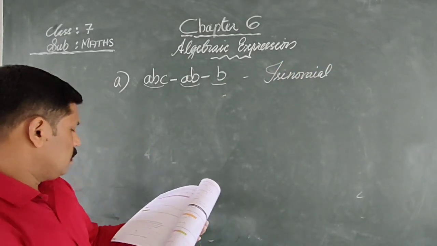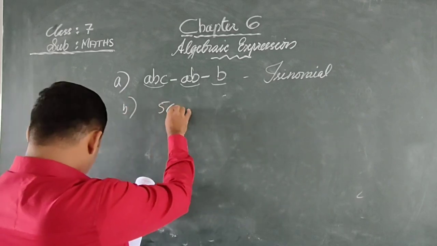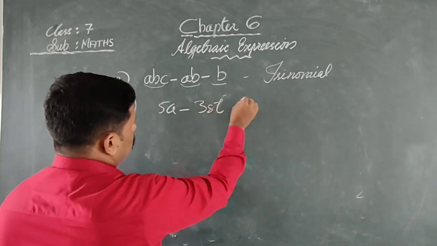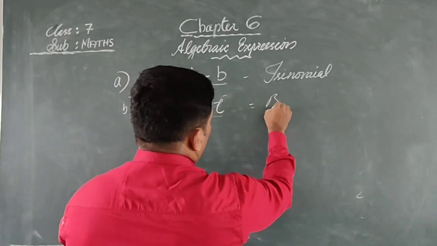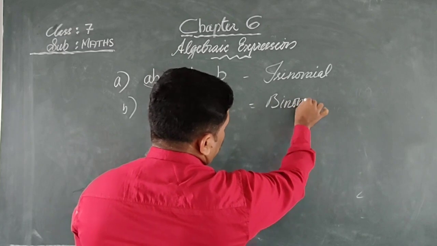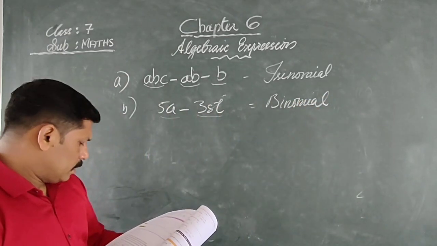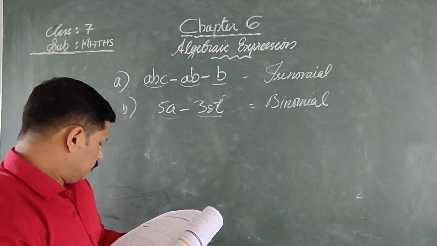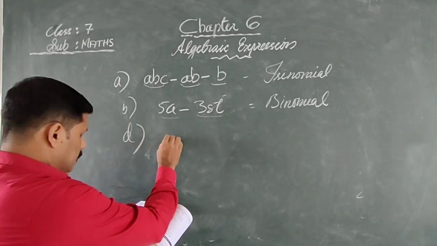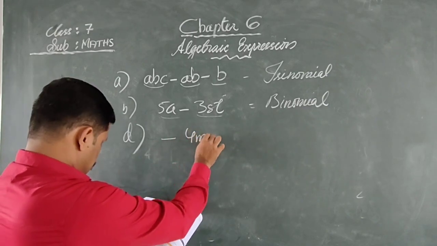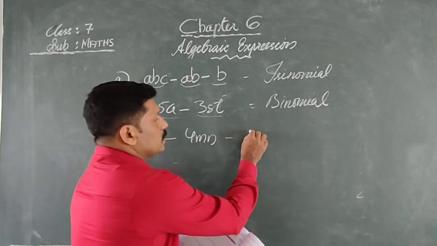Next, question B. Find a minus 3st. Here you can see 2 terms. So it is a binomial. Then another question, D. Question D, that is negative 4m. Here you can see only 1 term. Therefore it is a monomial.